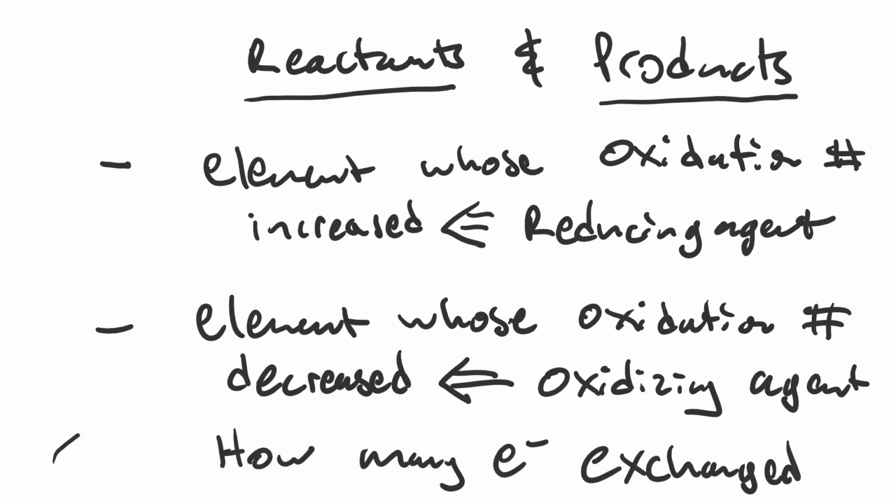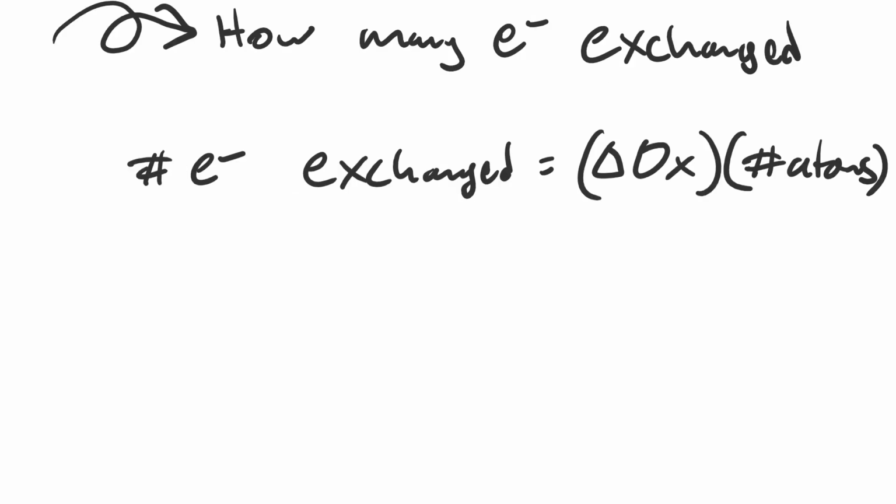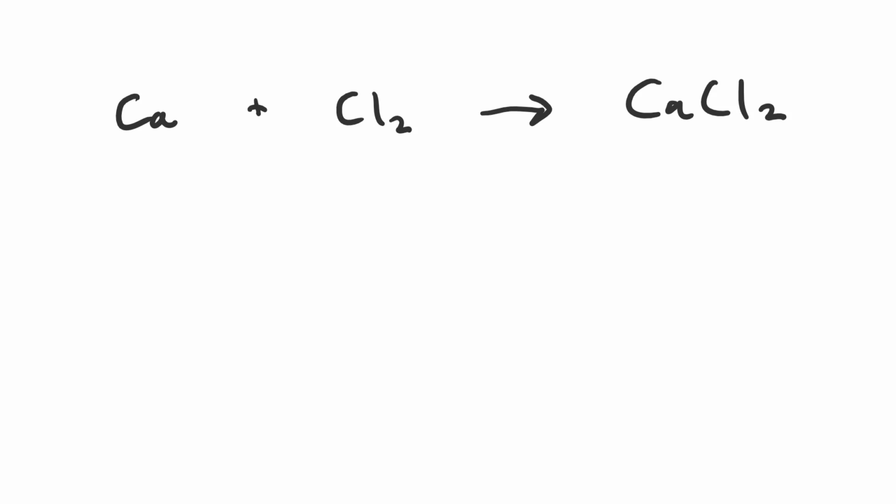You can then figure out how many electrons were exchanged. The number of electrons exchanged equals the change in oxidation number, delta ox, times the number of atoms for which the oxidation number changed. Let's look at a really simple example first. Here's a chemical reaction in which elemental calcium, a solid, reacts with elemental chlorine, a gas, to produce calcium chloride, an ionic solid. First, let's assign oxidation numbers to everything.